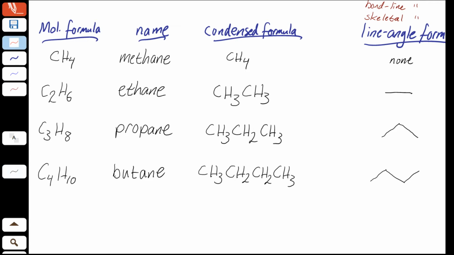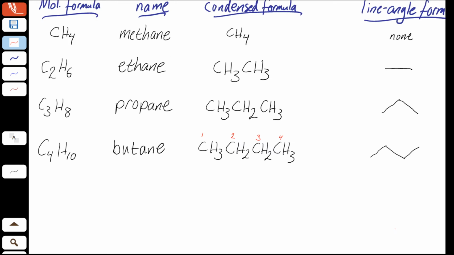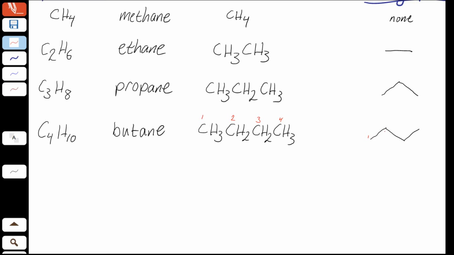So if we were to number these carbons just to keep track of everything, 1, 2, 3, 4, then we could similarly number the carbons on our line angle formula like this. 1, 2, 3, 4. So each end of the line and then each part where they zig or zag is a carbon. The reason that it zigzags is, one, because it better represents what the actual bond angle would be, because those zigzags are going to be about 110 degrees. But also, if it was straight, we'd have no idea where the carbons were. So the zigzag allows us to see where those carbons would be.